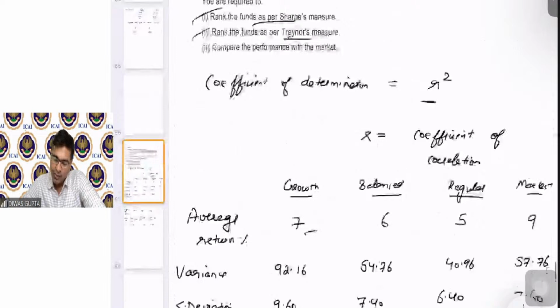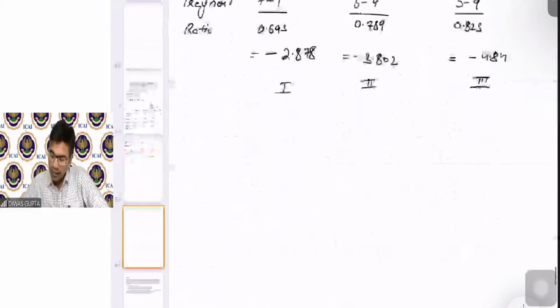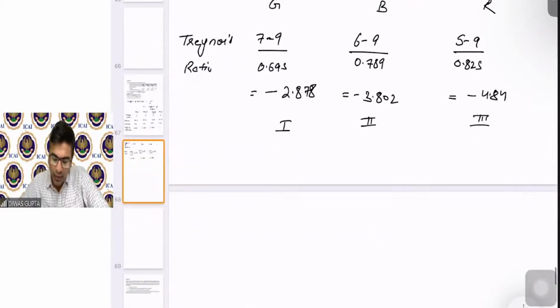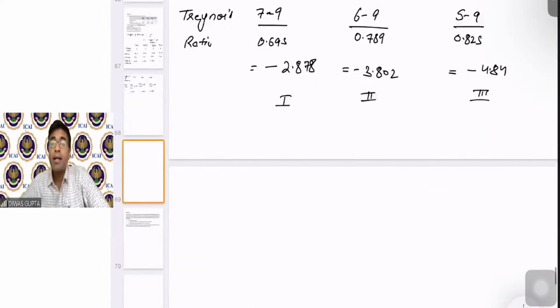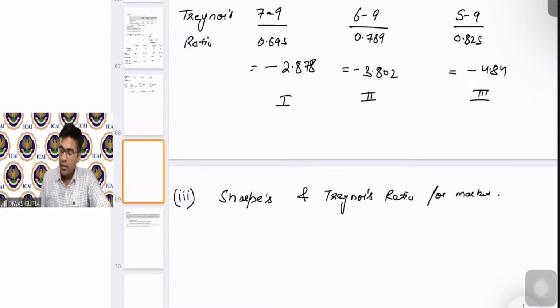Now, the next part, compare the performance with the market. So they're asking us to compare performance with the market. Now, students, please note that the performance of market, we have to first calculate the Sharpe and Treynor ratio. For market, yes. So let's calculate that.